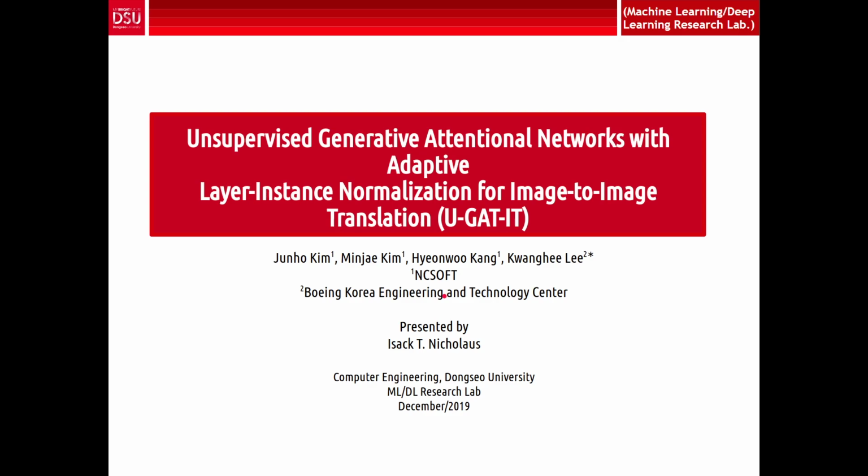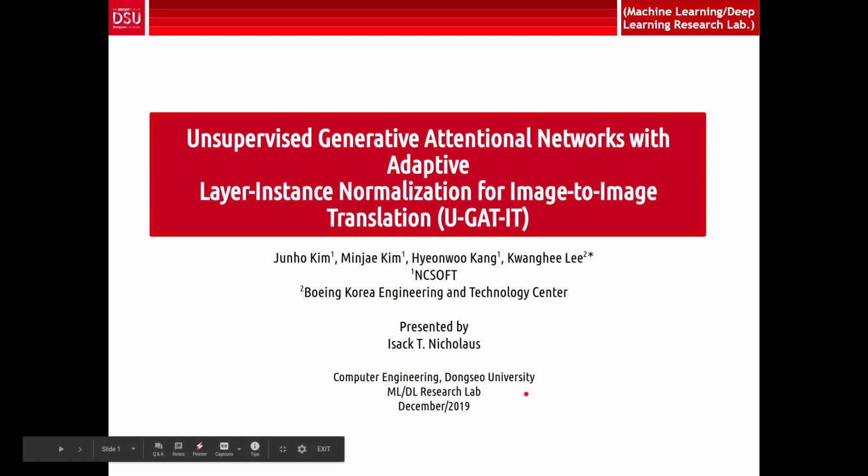In this presentation, I will talk about unsupervised generative adversarial attentional network with adaptive layer instance normalization for image-to-image translation, which is abbreviated as U-GAT-IT. This paper was written by these guys from Boeing Korean Engineering and Technology Center, and today the presenter is Isaac Thomas Nicholas from Dongseo University, Department of Computer Engineering, Lab of Machine Learning and Deep Learning.